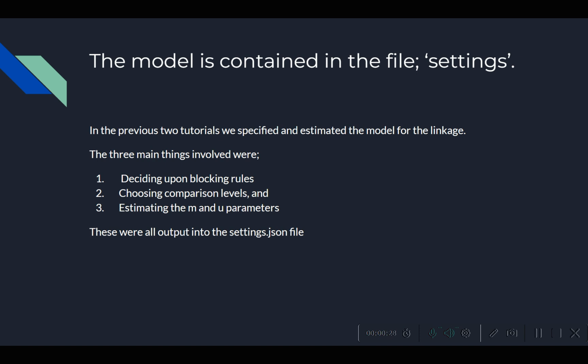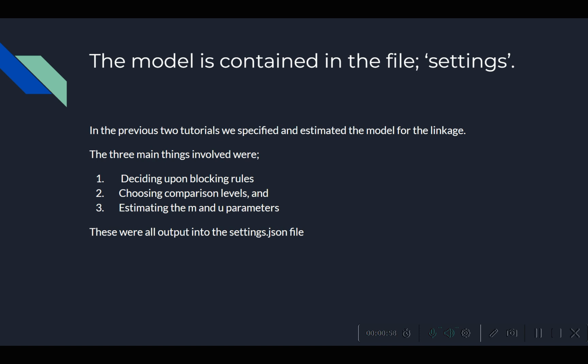So what we did to specify and estimate the model for the linkage, three main things. We decided upon blocking rules. We chose comparison levels for each of the variables. And we then went ahead and estimated the M and the U parameters for this model. All of these are output into the settings.json file.